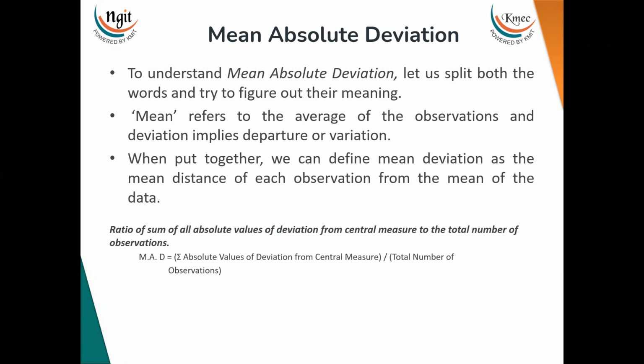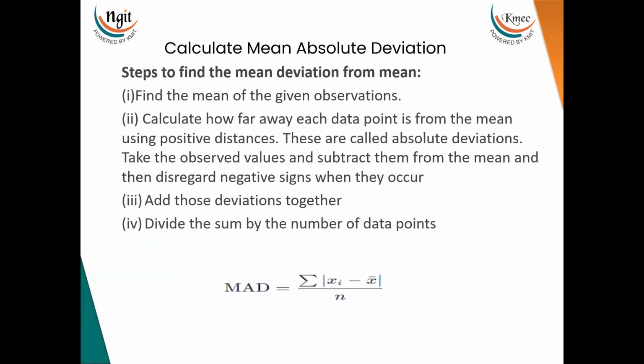of the data. So, it is nothing but the ratio of the sum of all the absolute values of deviation from the central measure to the total number of observations. And it is given by the sum of absolute values of deviation from the central measure divided by the total number of observations. And how are we going to calculate mean absolute deviation?